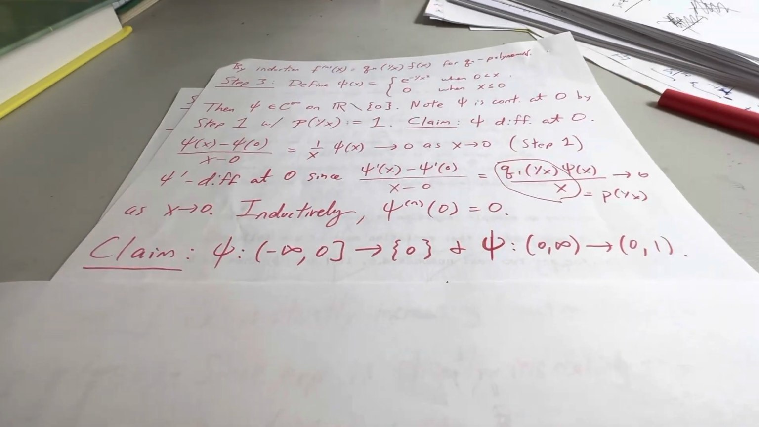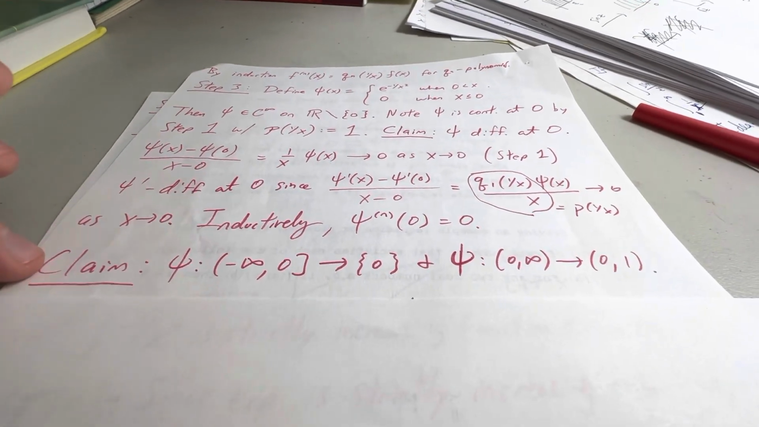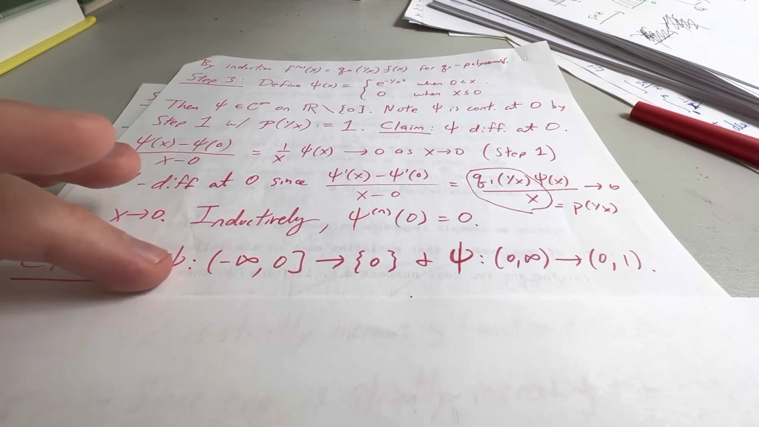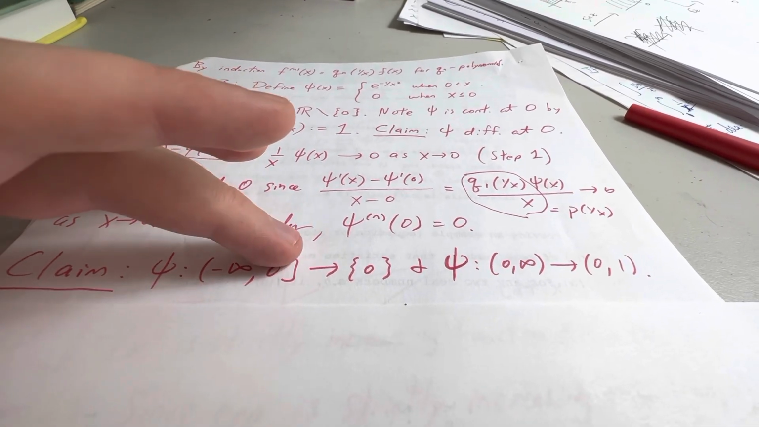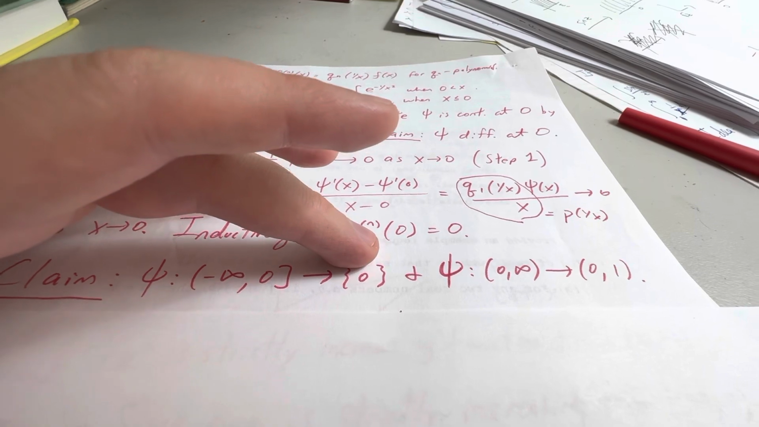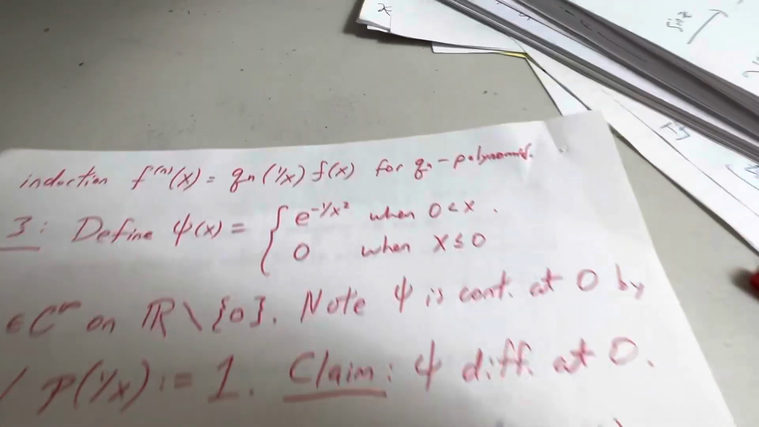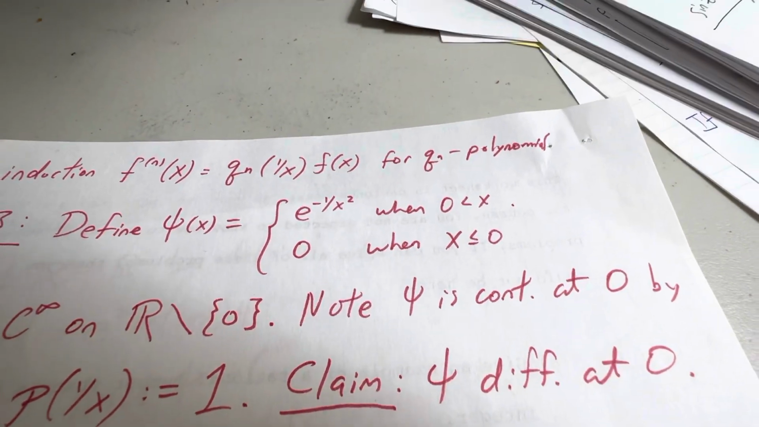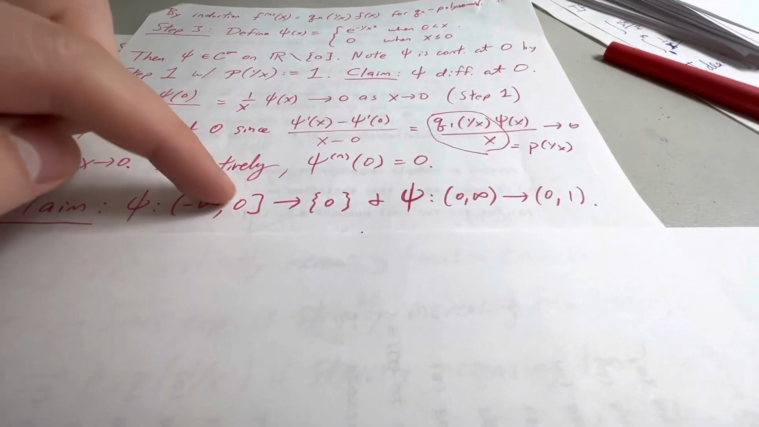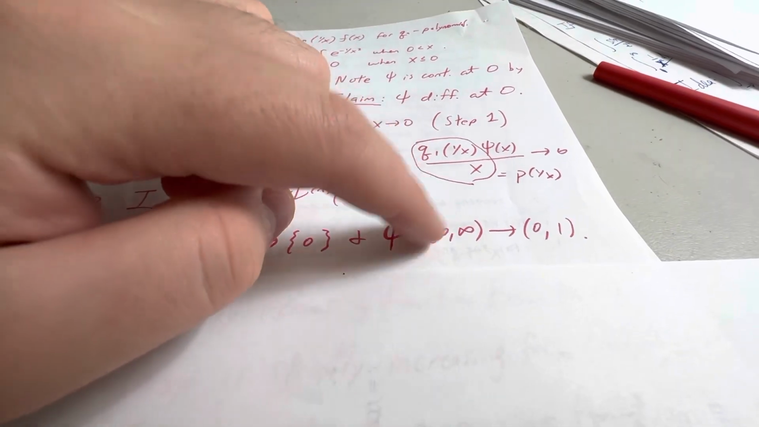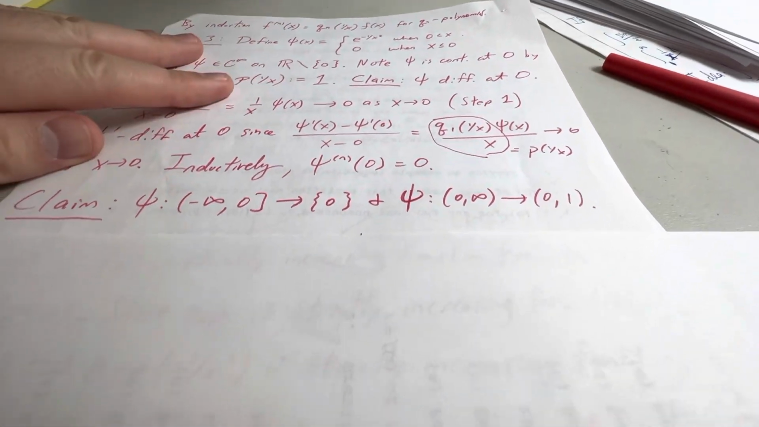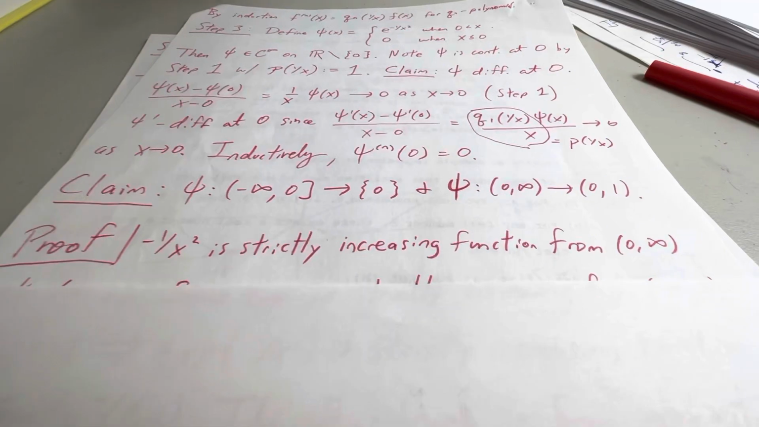Okay, next thing. We have the following claim. Psi maps the negatives and 0 to 0. But that's kind of obvious, right? Because that's how we defined it up here. Psi is already 0 when x is negative. So there's really nothing to prove for this guy. It's really just this guy that's interesting. But the proof is pretty straightforward.